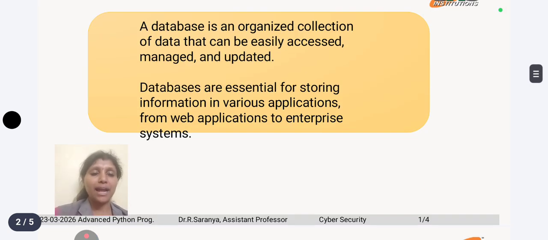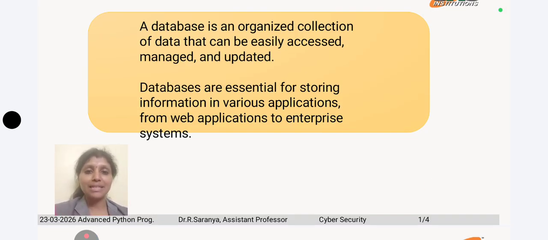A database is an organized collection of data. It can be easily accessed, managed, manipulated and also updated. Databases are very important in developing an application. The backend process we used to call storing it in something called databases. Databases are essential for storing information in various applications, from web applications to enterprise systems.